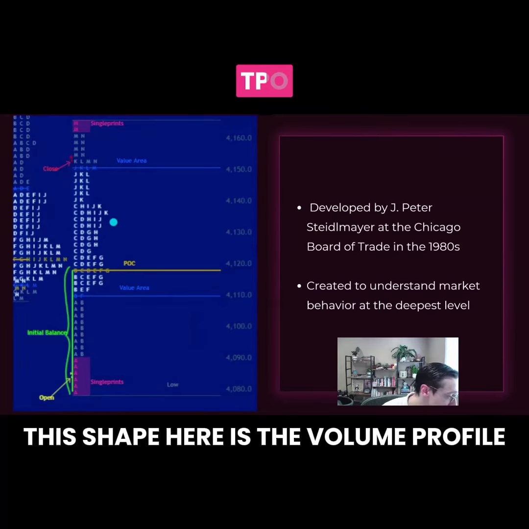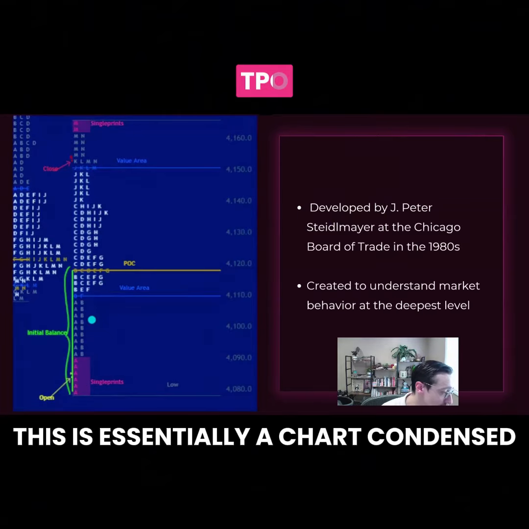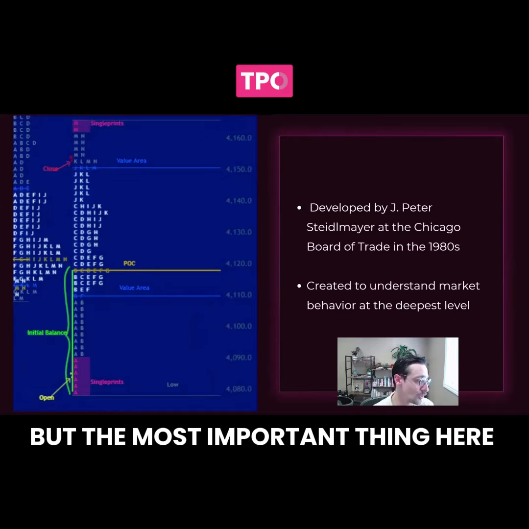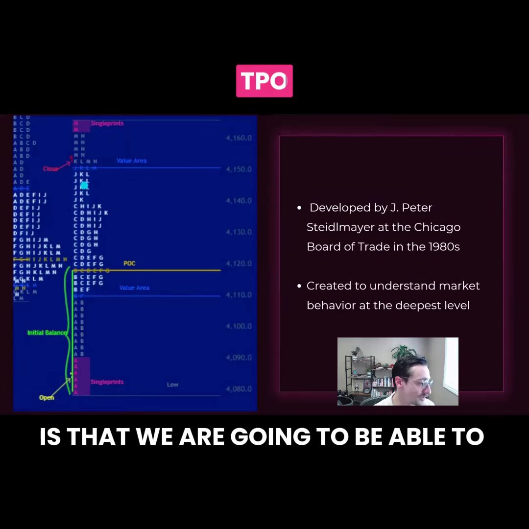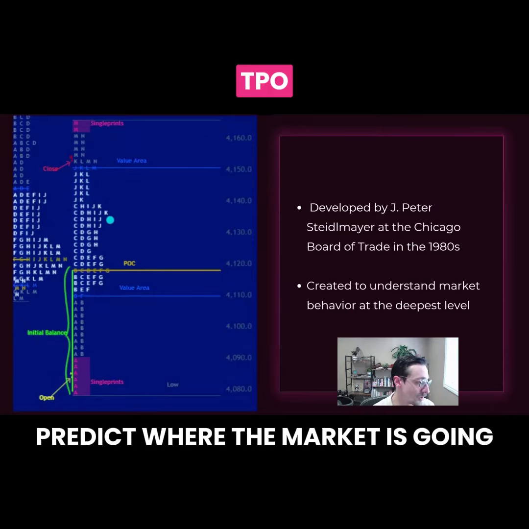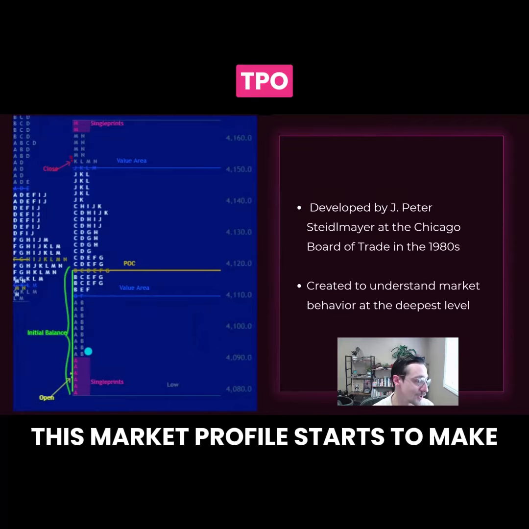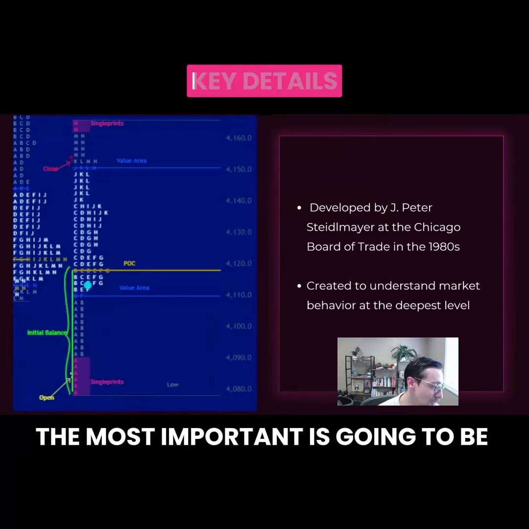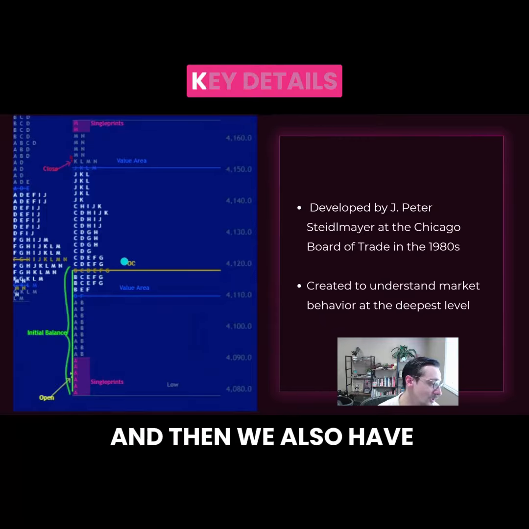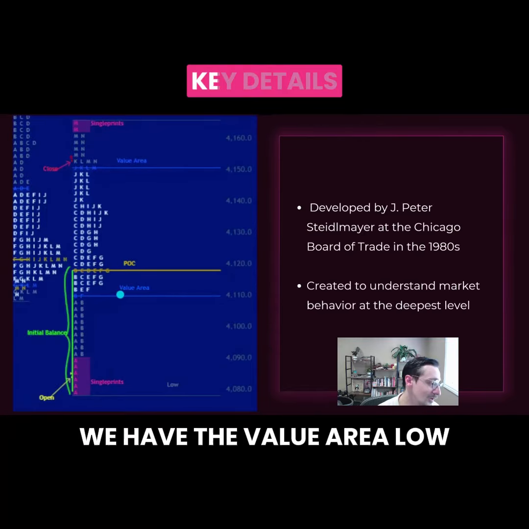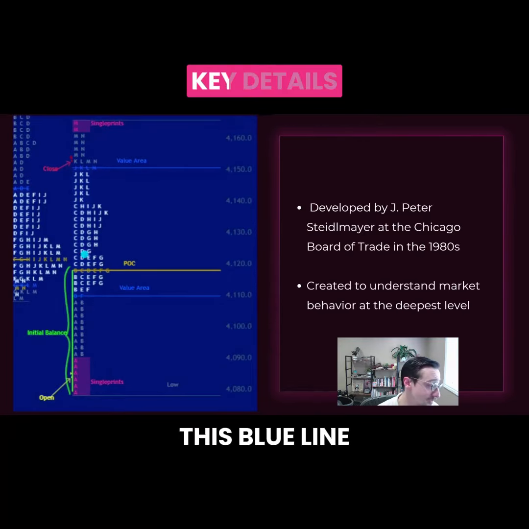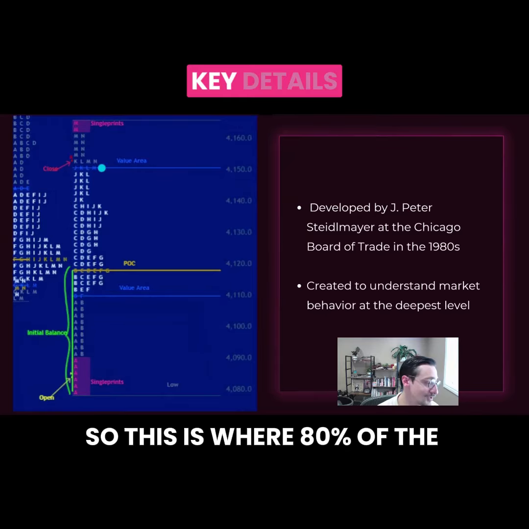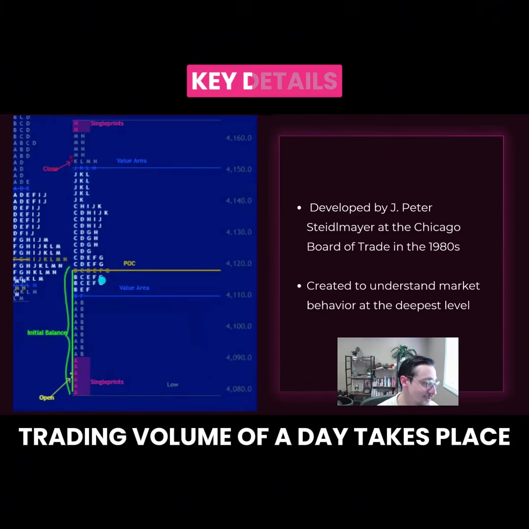This shape here is the volume profile. This is essentially a chart condensed. But the most important thing here is that we are going to be able to predict where the market is going based on the shape that this market profile starts to make. Going into a few of the details on this chart, the most important is going to be the point of control. And then we also have the very key value area. We have the value area low, this blue line, as well as the value area high here. So this is where 80% of the trading volume of a day takes place.